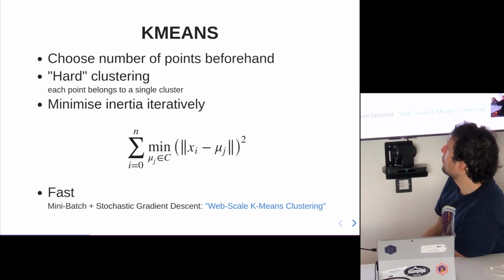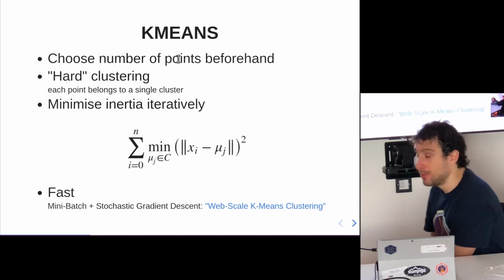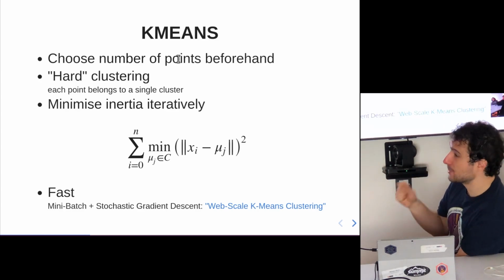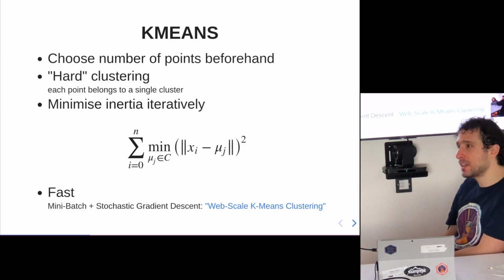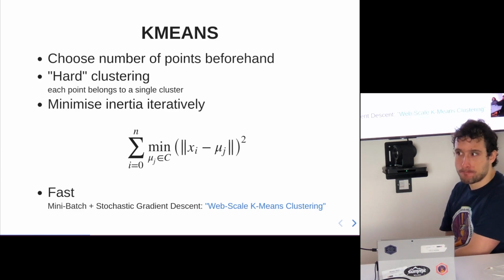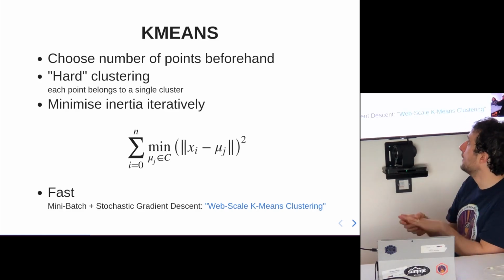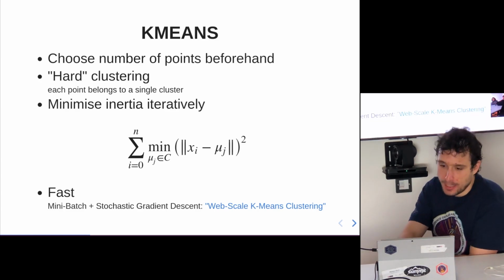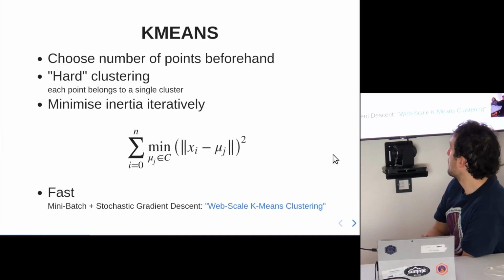You need to choose the number of clusters beforehand. By points here, I possibly meant the center of the clusters. It's a hard clustering in the sense that each point belongs to a single cluster, right? The point here is that you want to minimize this inertia quantity, which is basically the sum of all inertias of all the clusters.